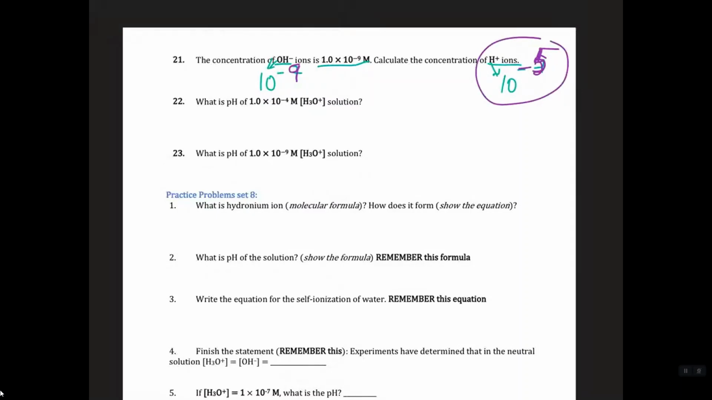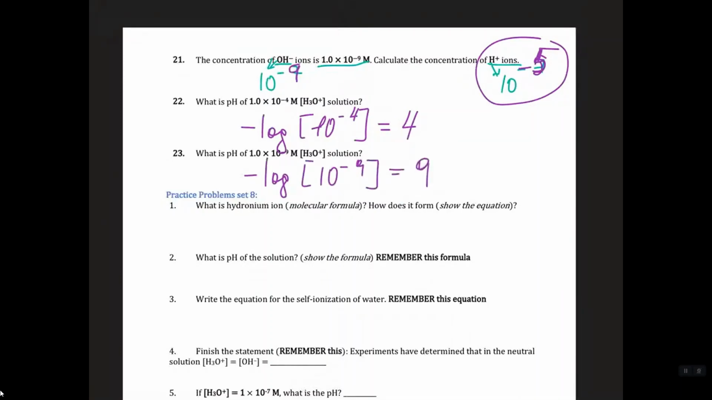What is the pH at 10 to the negative 4 concentration of hydronium ion? Well, negative log of 10 to the negative 4 equals 4. And the next question, the pH of 1 times 10 to the negative 9, we can drop the 1, so negative log of 10 to the negative 9 equals 9, and that's my pH.